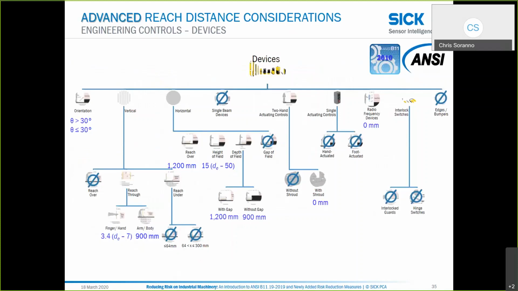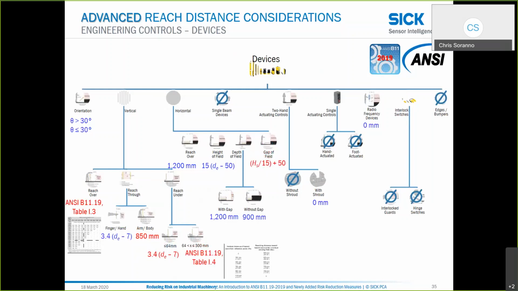It's going to be in a future white paper, probably in May, that'll come out with a subsequent webinar in September. But some of the stuff that has changed, as you can see, the reach over table was added in 2019 that wasn't there before. The arm length reaching through presence sensing devices is now harmonized globally at an appropriate length of 850 millimeters. We added guidance for reaching under presence sensing devices, just like we did for the guards. We also added information for determining the maximum gap beyond a horizontal field in the machine.